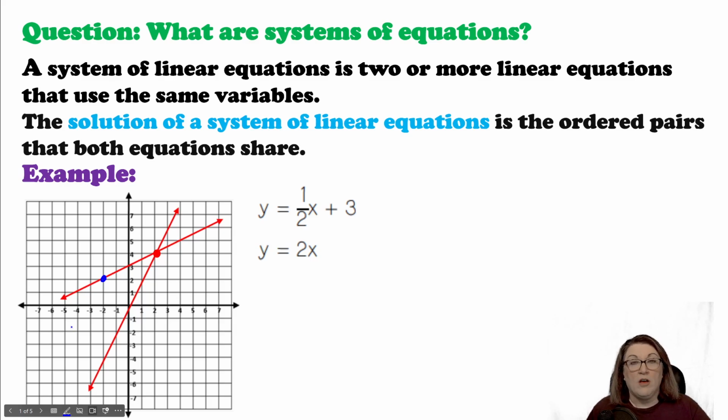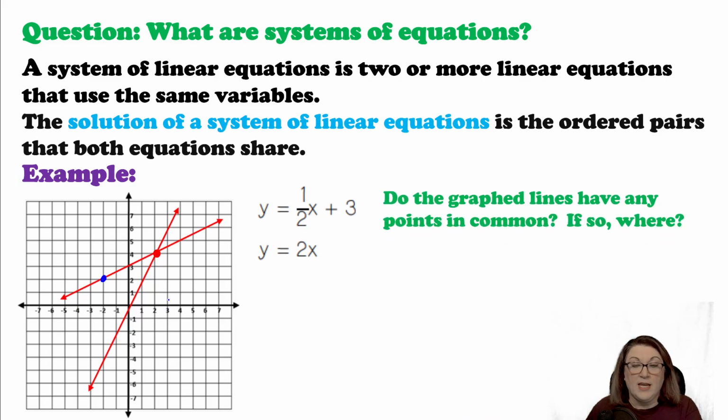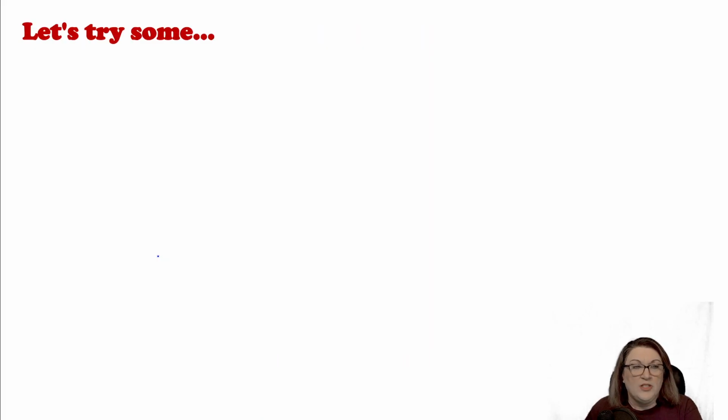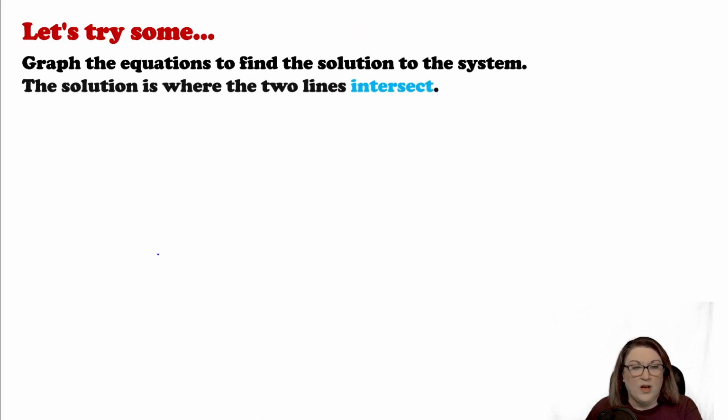Any point on a line is a solution to that linear equation. The only solution that both lines share is this solution here, this red point that you can see. And that is the only point that they have in common. So that is the solution to the entire system of equations that you're seeing here. That point is 2, 4. Okay. Now, let's try some of these so you can kind of see how to do this.